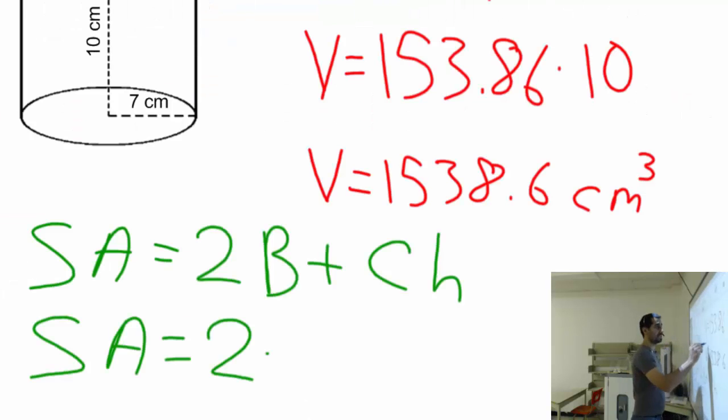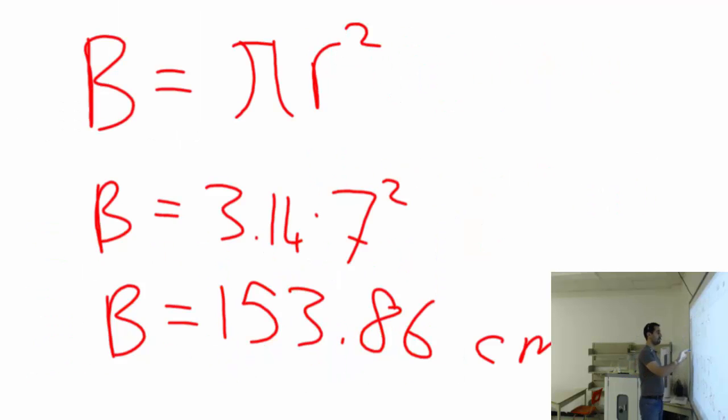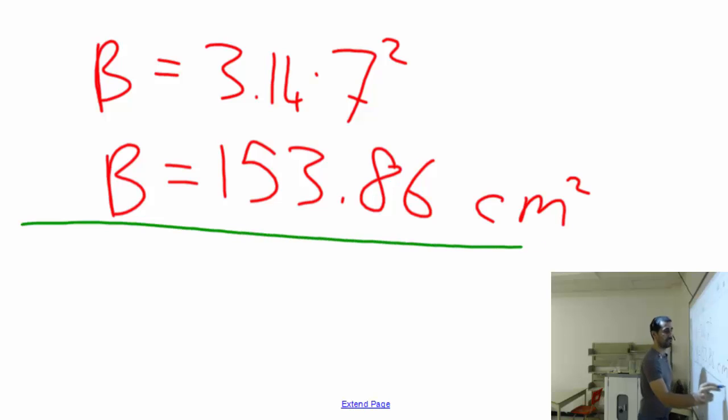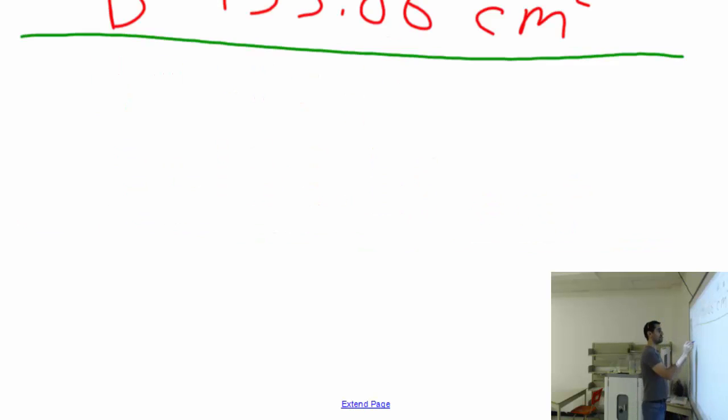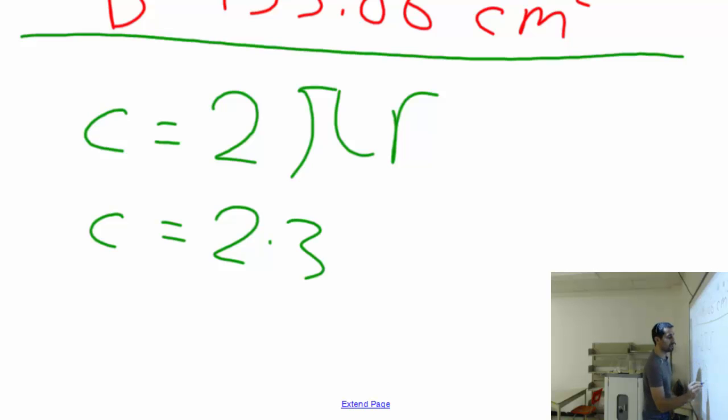So B is exactly that, 153.86, plus C. I'm going to calculate the circumference on a different page. And circumference is 2 pi r. So that's the formula. Just copy that from your formula handout. Circumference equals 2 times 3.14 times radius. It was 7, still 7.